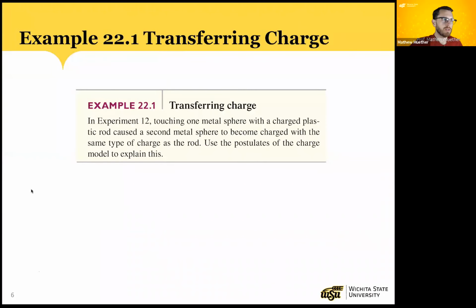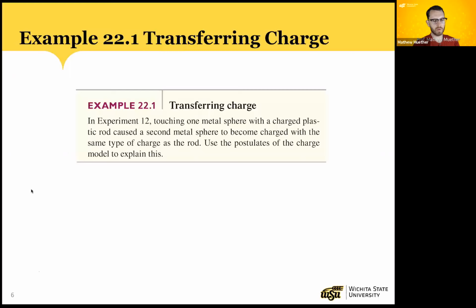So now what I want to do for the rest of today is work through a set of problems, have you help me answer them and see if we can work through them. Okay, so this first one is an example that you'll find in your textbook. And here's what it says.